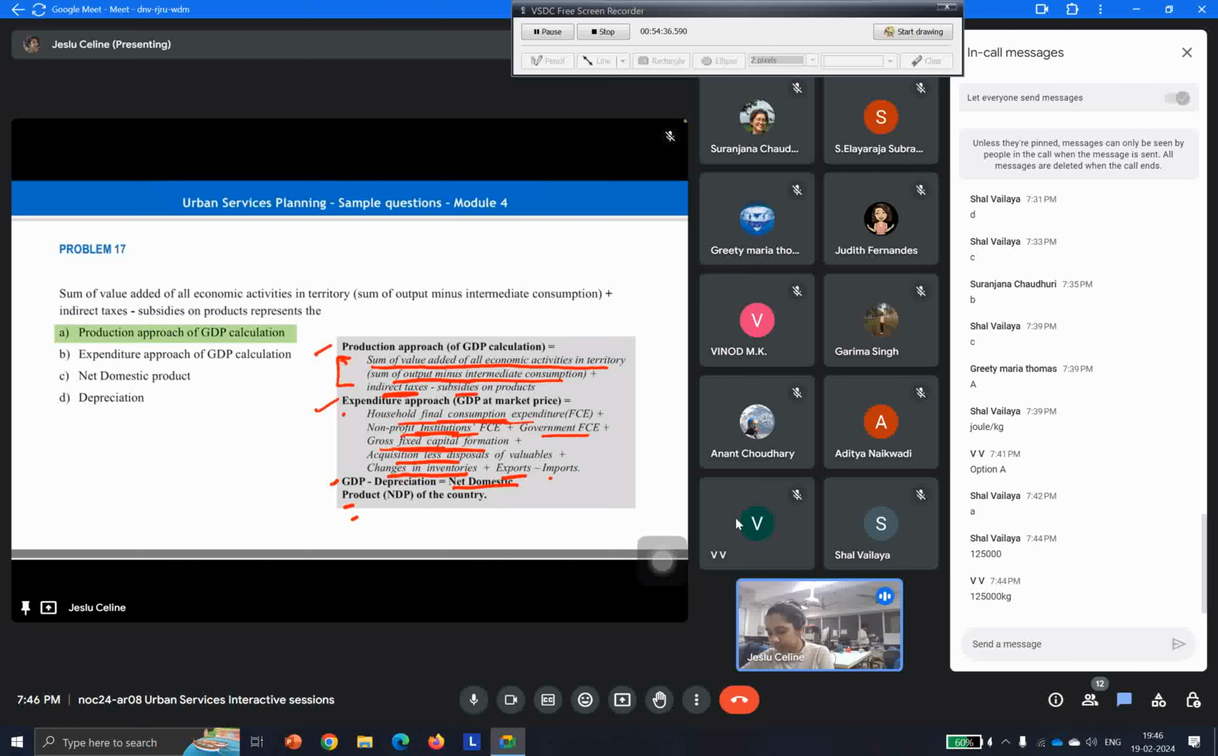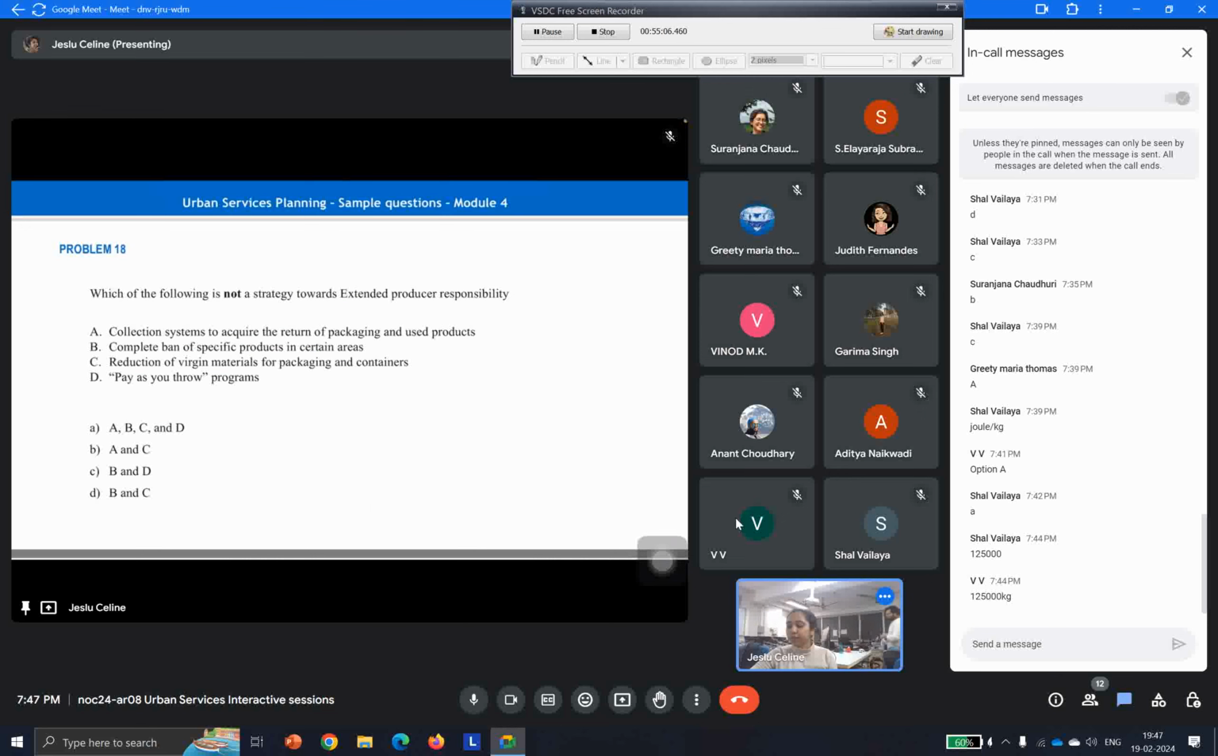So here the question asked for the sum of value added for all economic activities in a territory, which is output minus intermediate consumption plus direct taxes minus subsidies. That is the production approach of GDP calculation. And the net domestic product is GDP minus depreciation. That gives us the net domestic product of the country. Right. So let's proceed on to the next question.